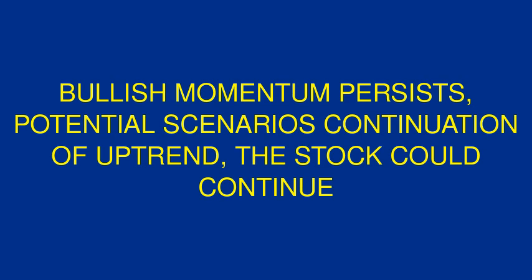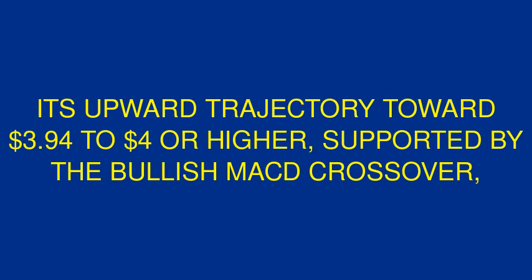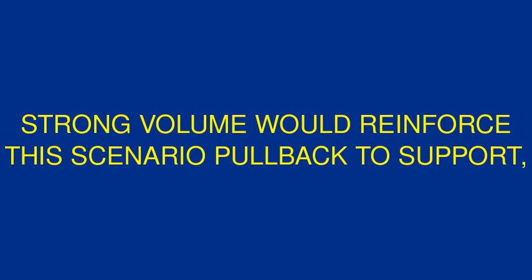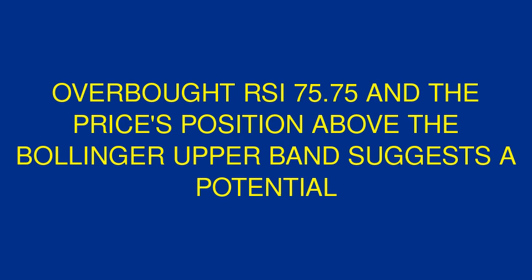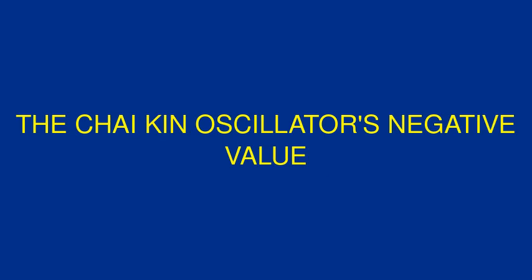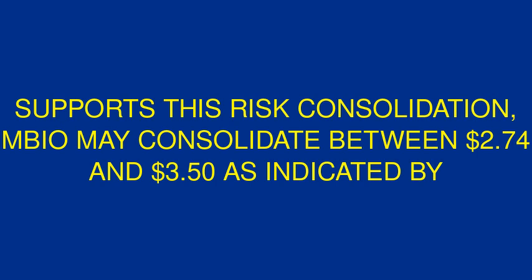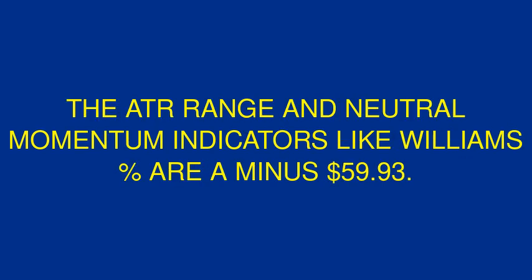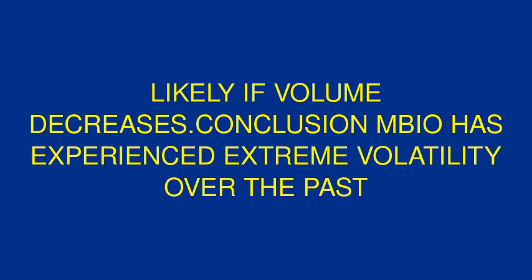Potential scenarios: continuation of uptrend. The stock could continue its upward trajectory toward $3.94 to $4 or higher, supported by the bullish MACD crossover, 0.159, high OBV, and MFI 14, 99.61. Strong volume would reinforce this scenario. Pullback to support: overbought RSI 75.75 and the price's position above the Bollinger upper band suggest a potential pullback to $2.74 or the TSF 14 level, $1.941. The Chaikin oscillator's negative value supports this risk. Consolidation: MBIO may consolidate between $2.74 and $3.50, as indicated by the ATR range and neutral momentum indicators like Williams %R, -59.93. This scenario is likely if volume decreases.